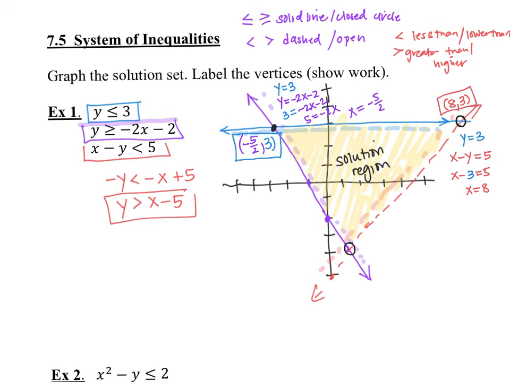Okay, the third vertex is between the purple and the red line. The purple equation is y equals negative 2x minus 2. And I'm making it equal again because I'm trying to find their point of intersection. I'm not worried about their solution region. I could use either format for the other one. I think I'll use y equals x minus 5 this time because then I could set them equal to each other. So negative 2x minus 2 equals x minus 5.